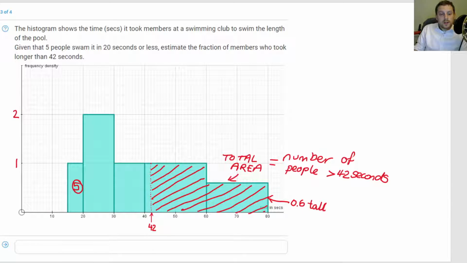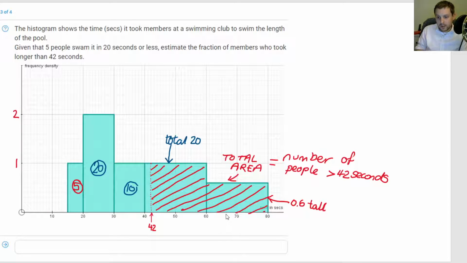Now I'll choose a different color and start filling in some of these. This is a distance of 10 along the bottom and a height of 2, so that's 20. This one is a distance of 10 along the bottom and a height of 1, so that's just 10. Let's do the full box. This is a distance of 20 and a height of 1, so this is a total of 20.